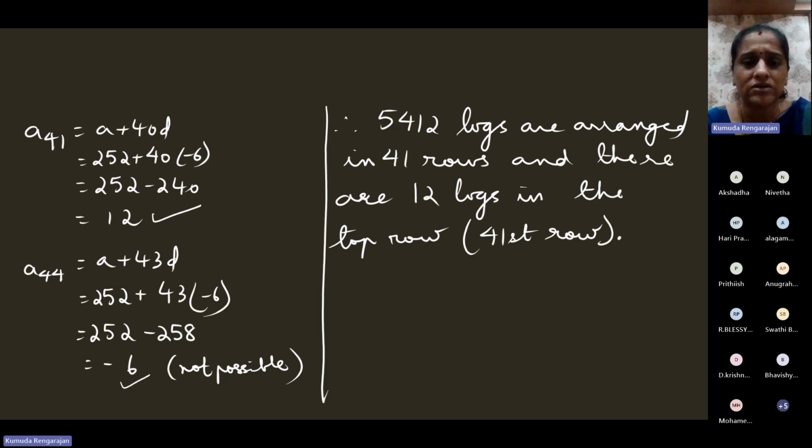That's not possible. Minus 6 logs in the 44th row doesn't make sense, right? So we reject 44. So N equal to 44 is not possible. Therefore, N is 41. So 5,412 logs are arranged in 41 rows.